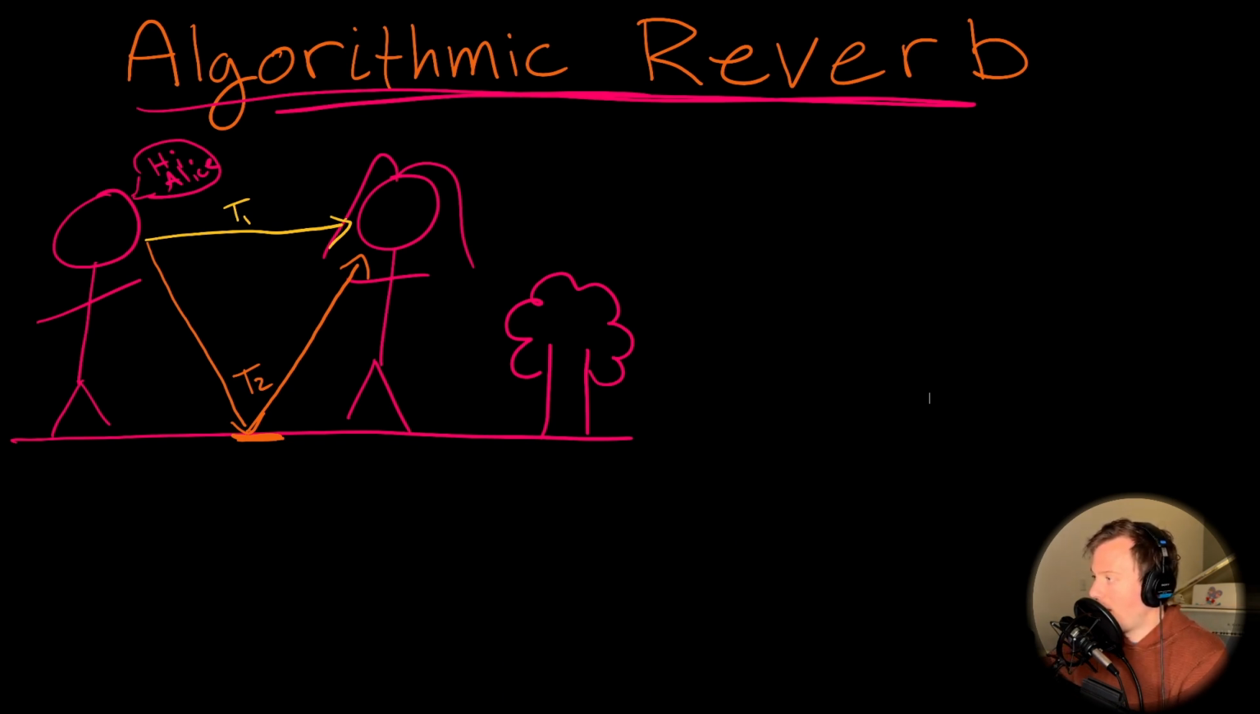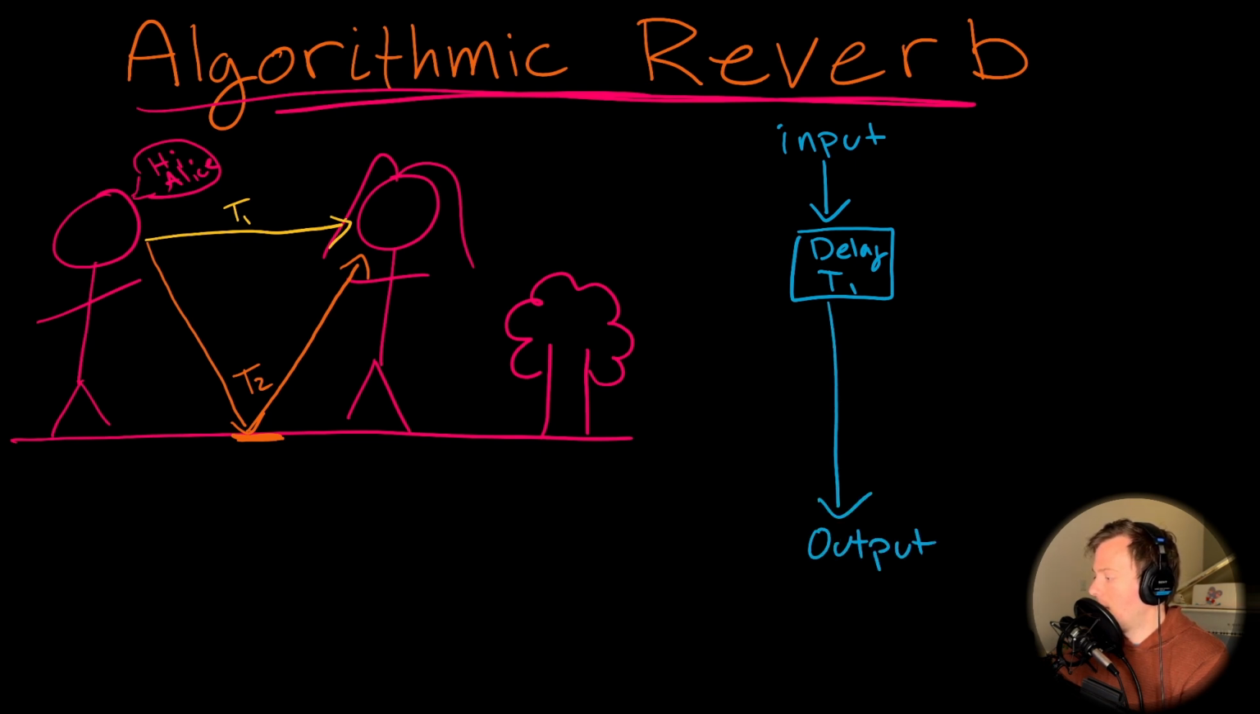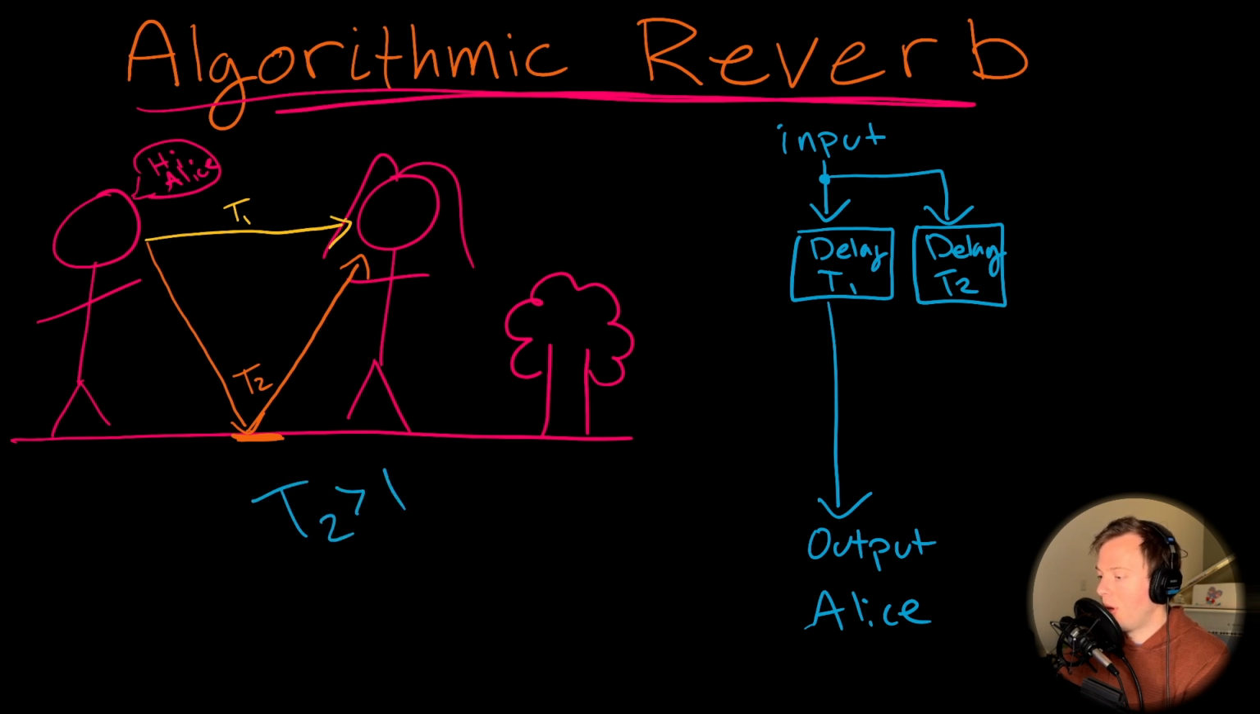What if we tried implementing this in an effect rack? So we'd have our input signal here. It goes first into a delay with time T1, and that just goes right to our output. There's Alice. And then we're going to tap in on the input and model the second path with time T2. So T2 is always going to be longer than T1, remember? It's just the way it works.